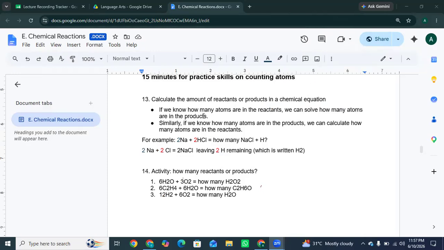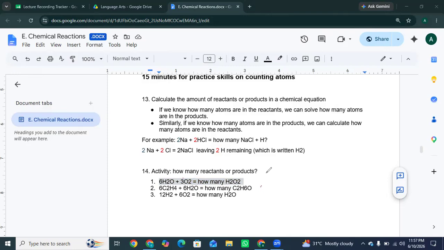Okay. The next one is calculating the amount of reactants or products in a chemical equation. If we know how many atoms are in the reactants, we can solve how many atoms are in the products. Similarly, if we know how many atoms are in the products, we can easily calculate how many atoms are in the reactants. For example, let's take this example. It is easy so that you can understand it easily.